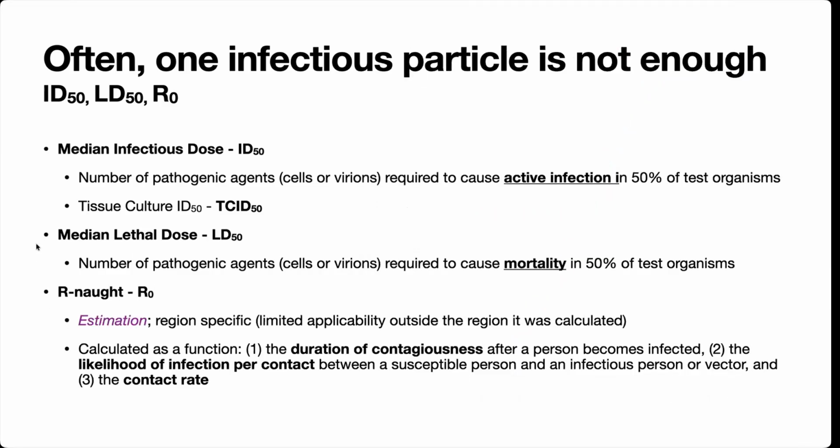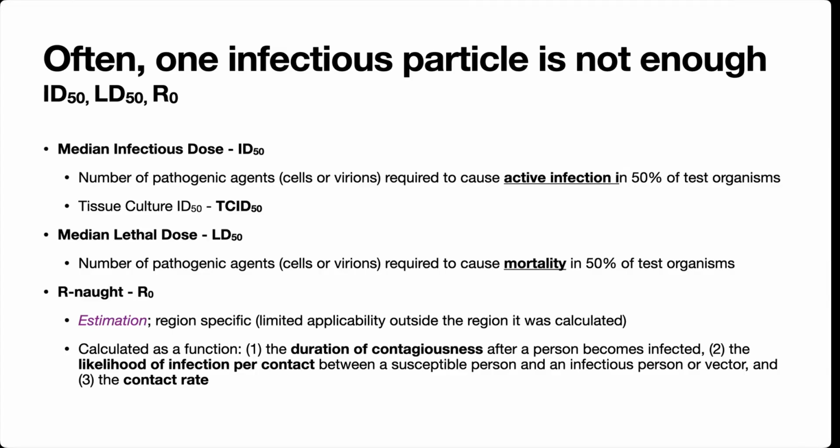And then our last major tidbit, our major vocab, is our R naught. And this is shown with R0. And this one came up especially with COVID, because this was one of the measures that were being used to estimate the infectivity of COVID as it spread worldwide. And it's important to emphasize that this is an estimation and it is region specific. So it does have limited applicability outside the region in which it was calculated.